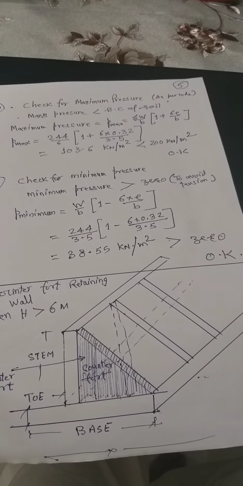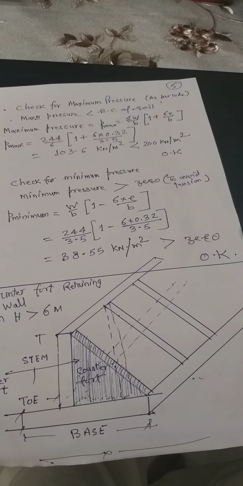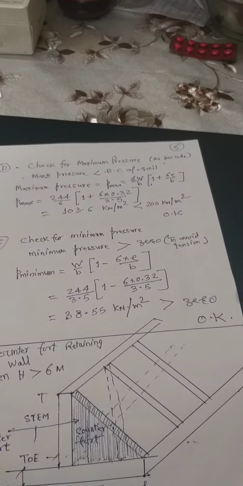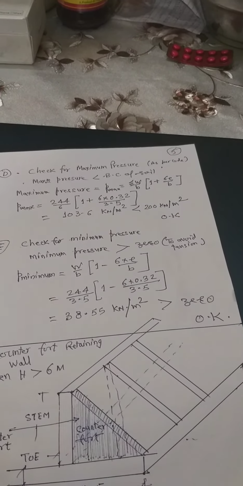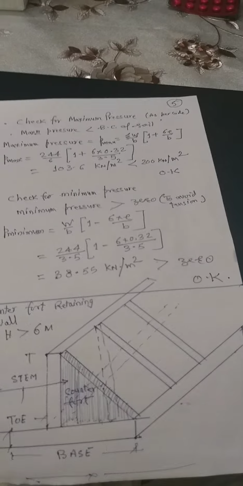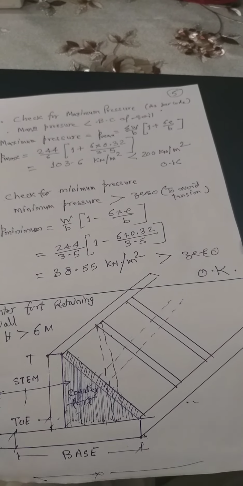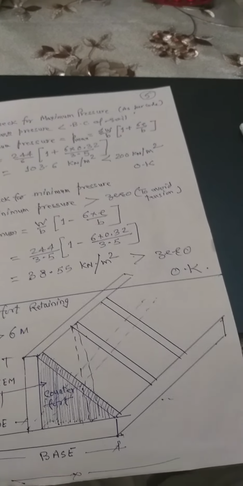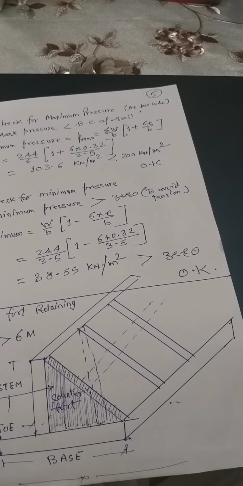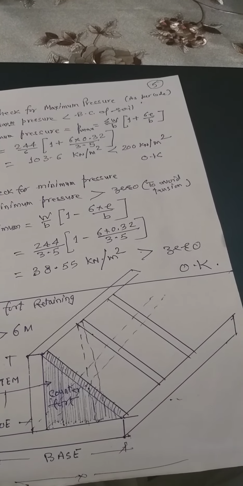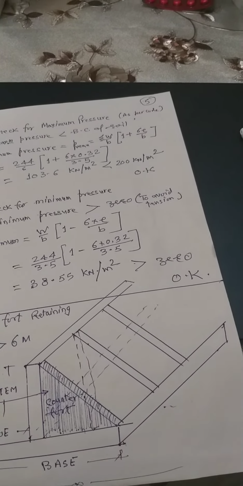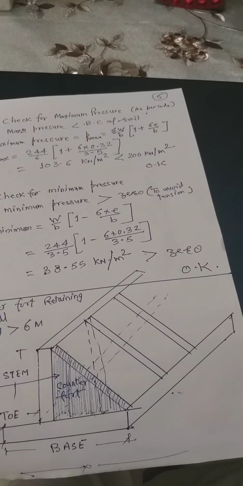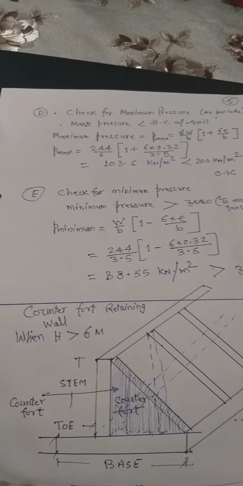Yes. Now check for minimum pressure. Minimum pressure should also be greater than 0. If it comes out to be negative, it means there will be tension at the bottom and the structure will fail, or we have to design accordingly. So the P minimum can be calculated as sigma W upon B into 1 minus 6E upon B, substituting the value of W as 244, B as 3.5, 1 minus 6 into 0.32 upon 3.5, it comes out to be 38.55 kilonewton per meter square, which is greater than 0, so we can say our design is safe.